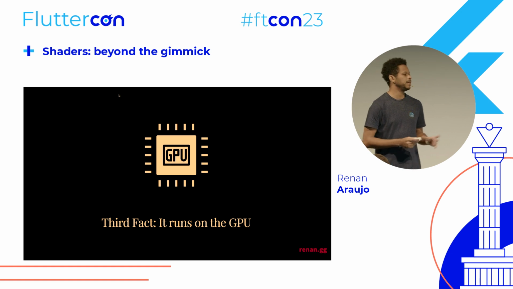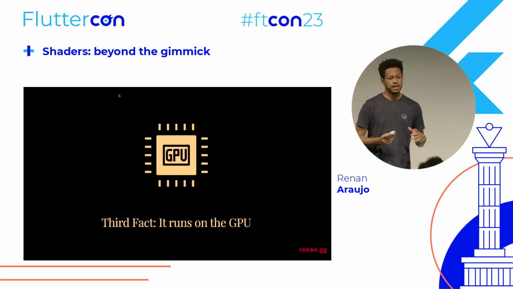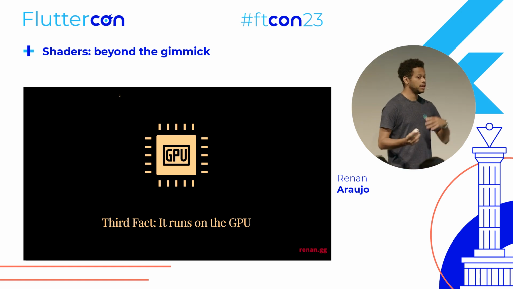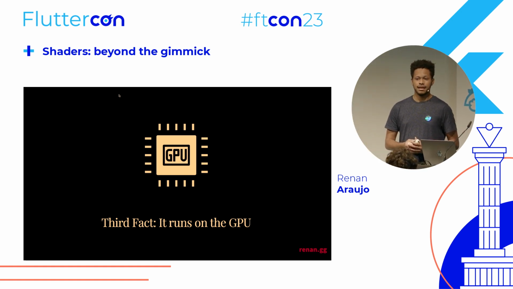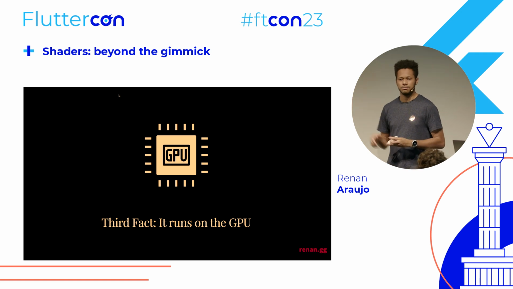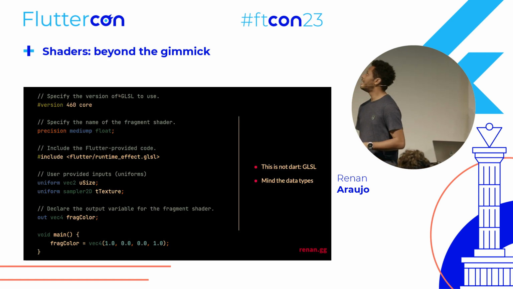Another aspect that makes fragment shaders really fast on Flutter is that it's a way of bypassing lots of calculations that the engine has to do to define the color of a pixel. Then the engine can just rely on the code that we write. And the code that we write is this. Okay.